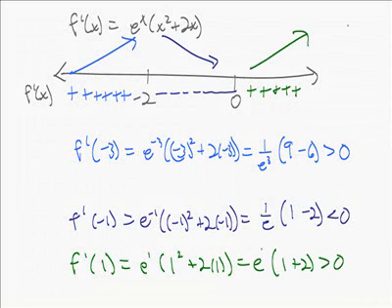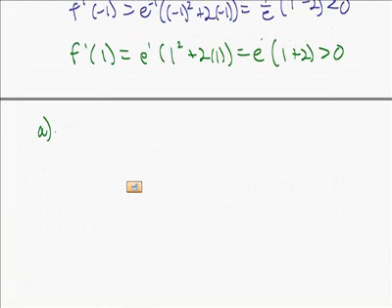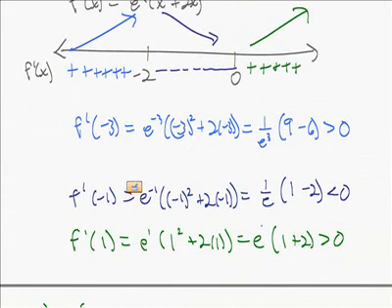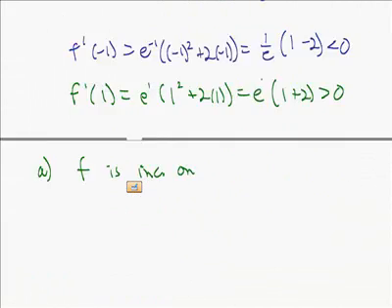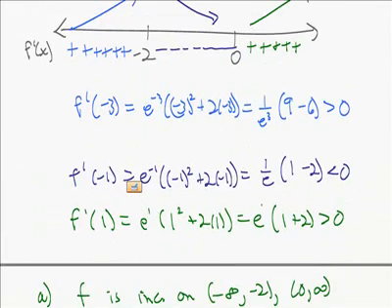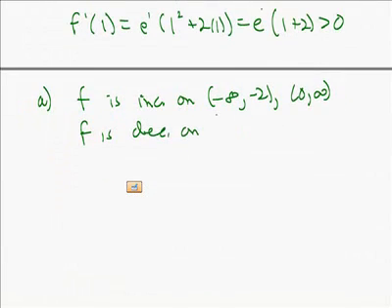So we can actually answer both A and B here right off the bat. Part A, we can see that f is increasing on the intervals where the derivative was positive: negative infinity to negative 2 and 0 to infinity. So negative infinity to negative 2 and 0 to infinity. F is decreasing on that middle interval, which goes from negative 2 to 0.